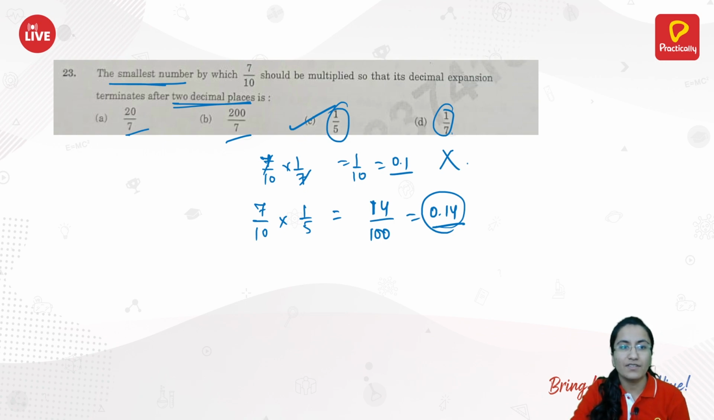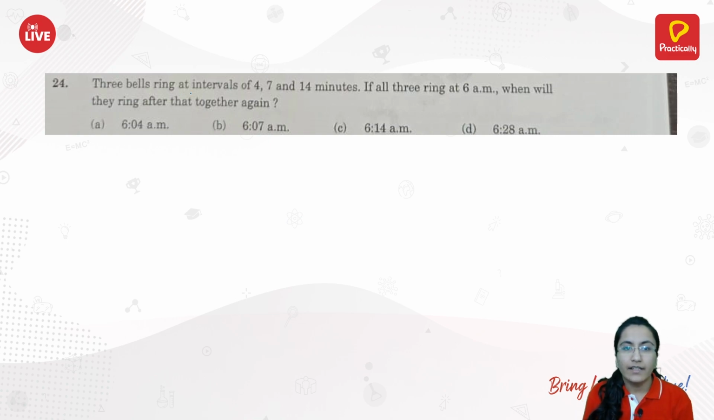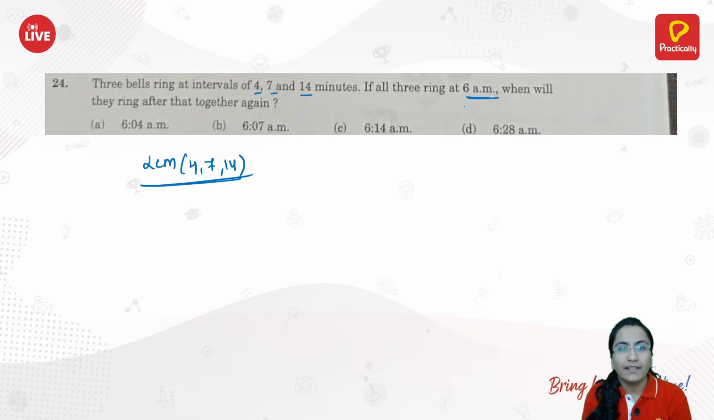Okay. Next question is, 3 bells ring at intervals of 4, 7 and 14 minutes. If all 3 ring at 6 a.m., when will they ring after that together again? Okay, they need to ring again together, all 3 at one time. So that means they would basically ring together after the LCM. So that means we are supposed to find the LCM of numbers 4, 7 and 14. Right, that many minutes we will add to 6 a.m. and we will get the required time.